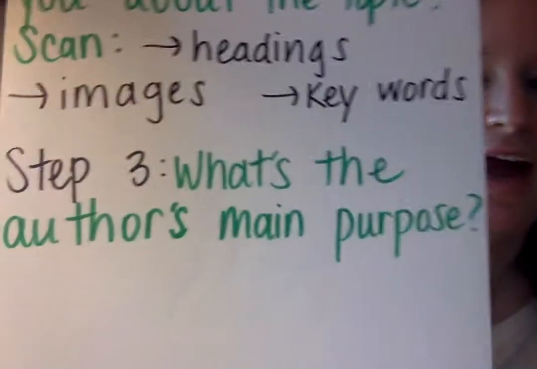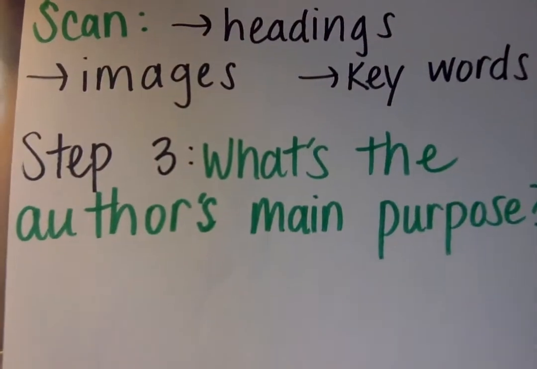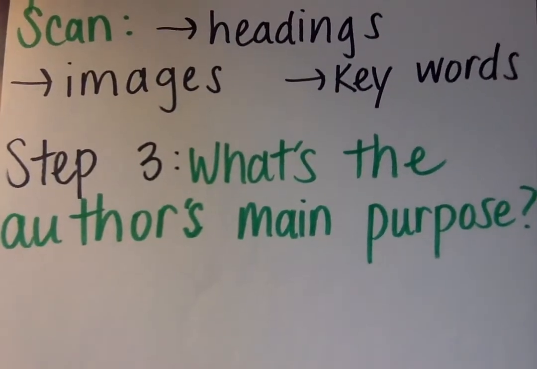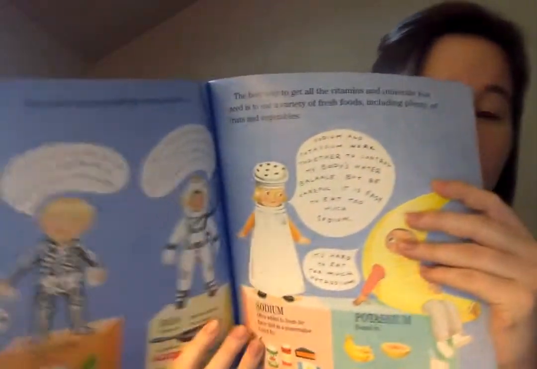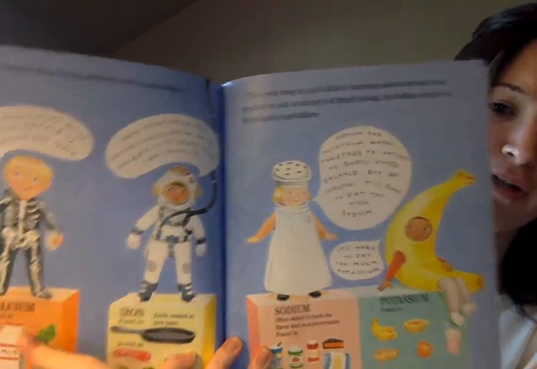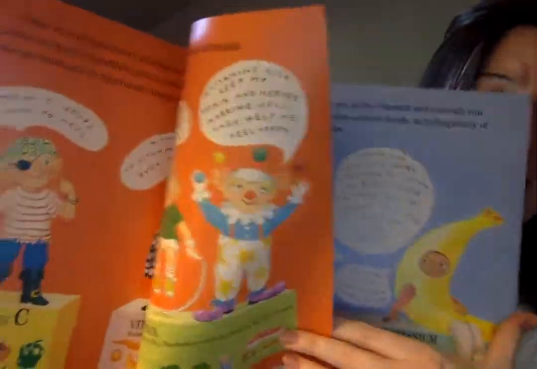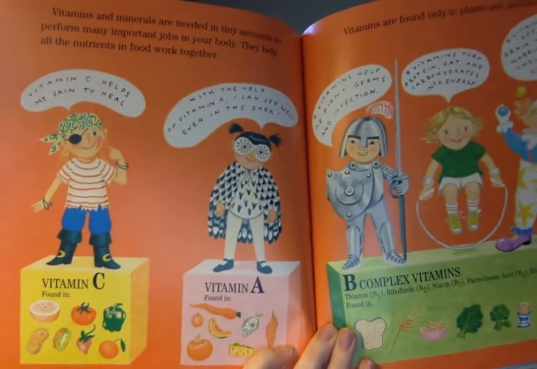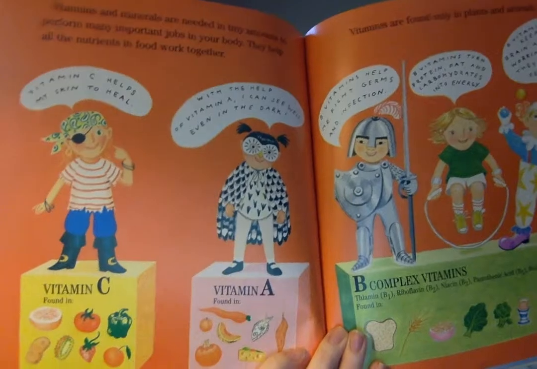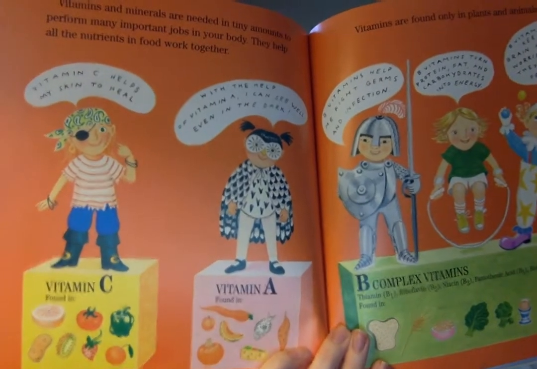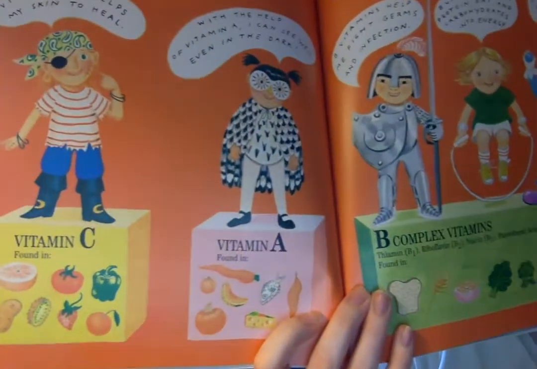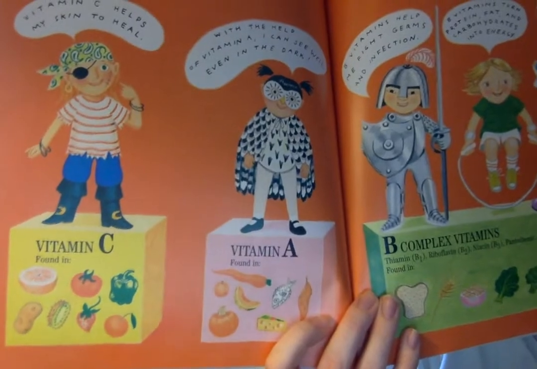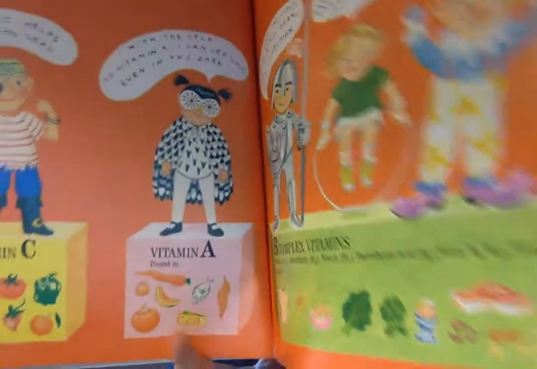So moving into our last step, step 3, what's the author's main purpose? So looking at these pages, I would say the author's main purpose, looking at all of our clues, is that the author is trying to tell us that your body needs vitamins and minerals. The author is trying to teach the reader that your body needs vitamins and minerals. The author is doing this by explaining why these vitamins and minerals are important and different facts about them.